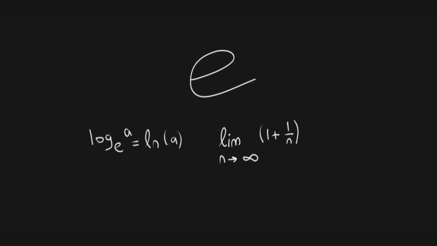Yeah, that's all. E is for Euler's number. Euler's number is the base of the natural log. It's the limit as n approaches infinity of (1 plus 1 over n) to the n. It's the sum of 1 over n factorial as n goes from 0 to infinity. It's so many things, trust me.